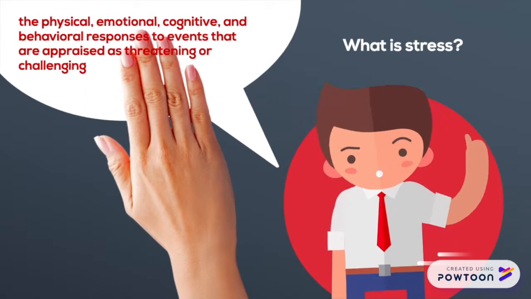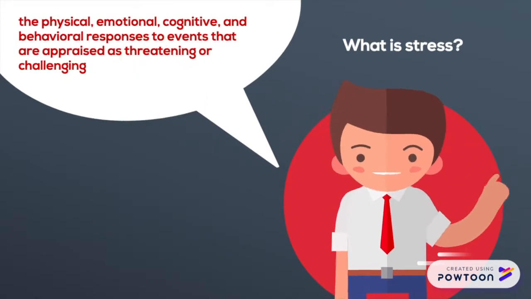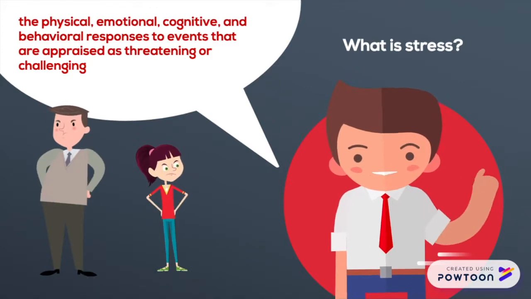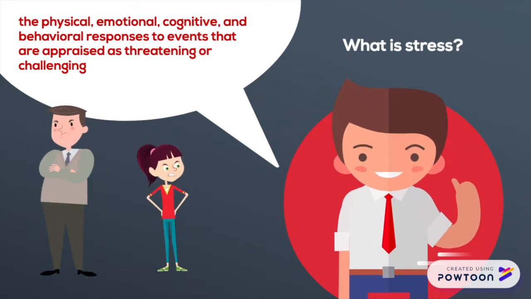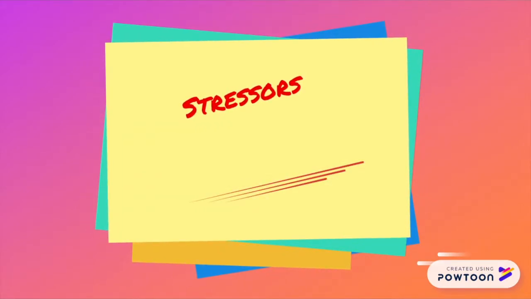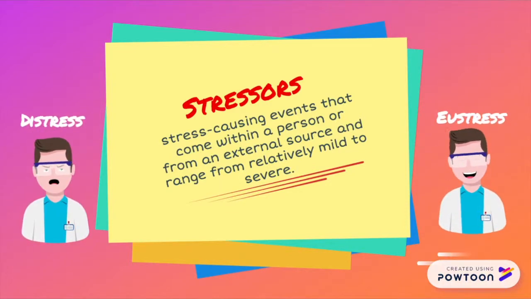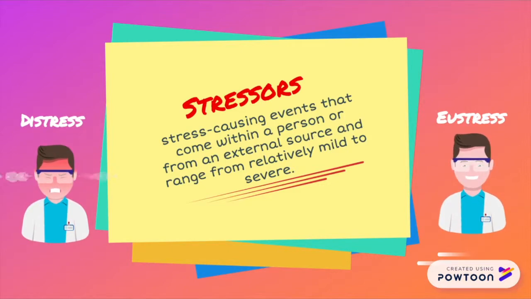So what is stress? Stress is the physical, emotional, cognitive, and behavioral responses to events that are appraised as threatening or challenging. It can cause one to behave differently and affect one's mental condition. Stressors are what causes stress that come within a person from an external source and range from relatively mild to severe. Distress occurs when people experience unpleasant stressors, while eustress is the stress experienced when positive events require the body to adapt.